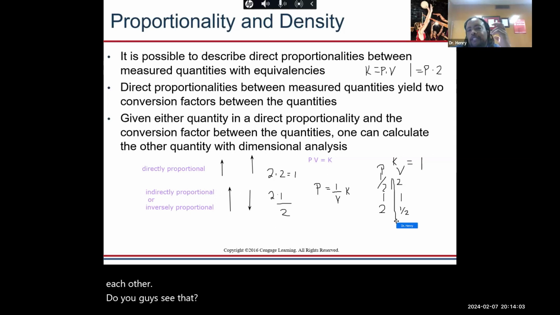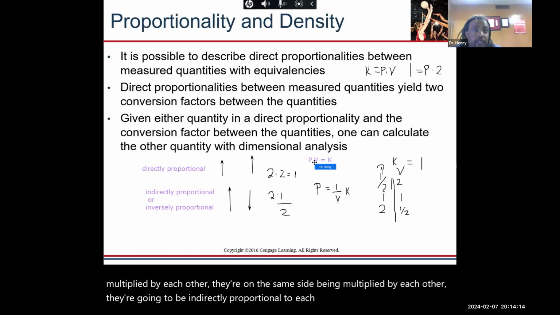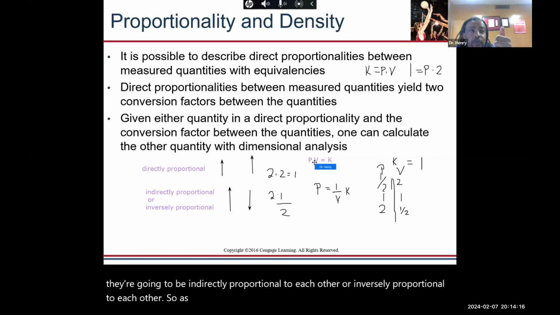And so that kind of helps us understand when we have things that are being multiplied by each other, on the same side, they're going to be indirectly proportional or inversely proportional. Because one goes up, the other one has to go down to maintain that value. Okay.